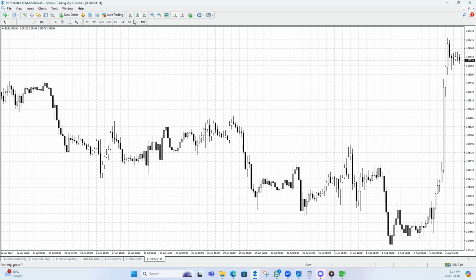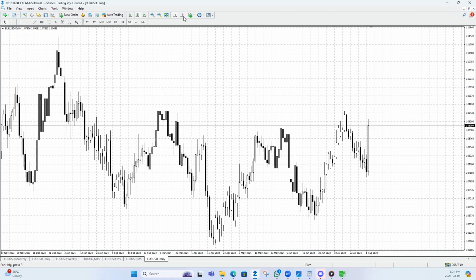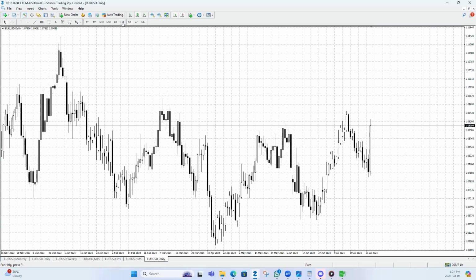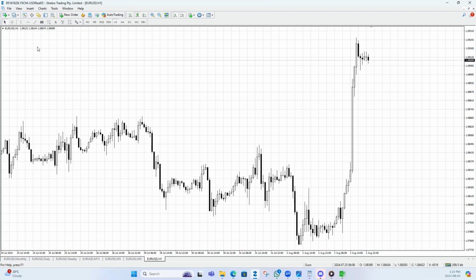It also gives you time frames. There's a daily time frame, which is a candle that represents daily price movement. This is a 4 hour candle. Each candle represents 4 hour price movement. Then it's 1 hour.